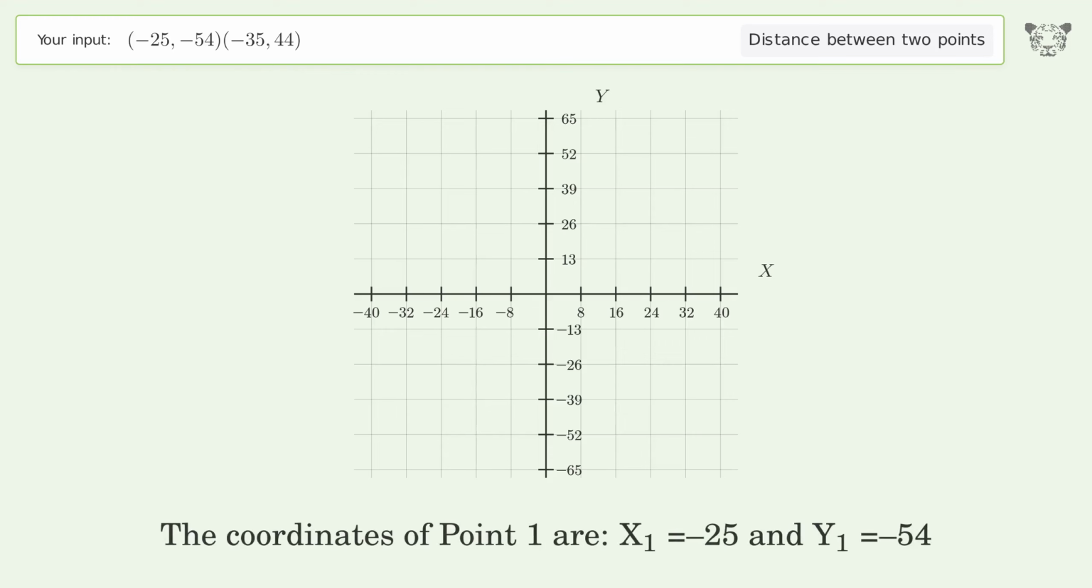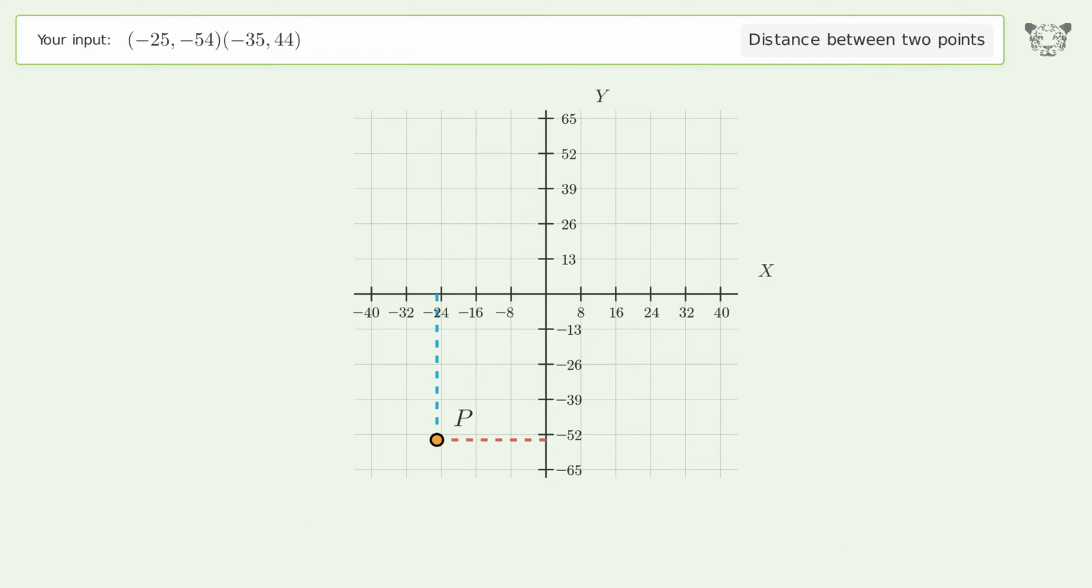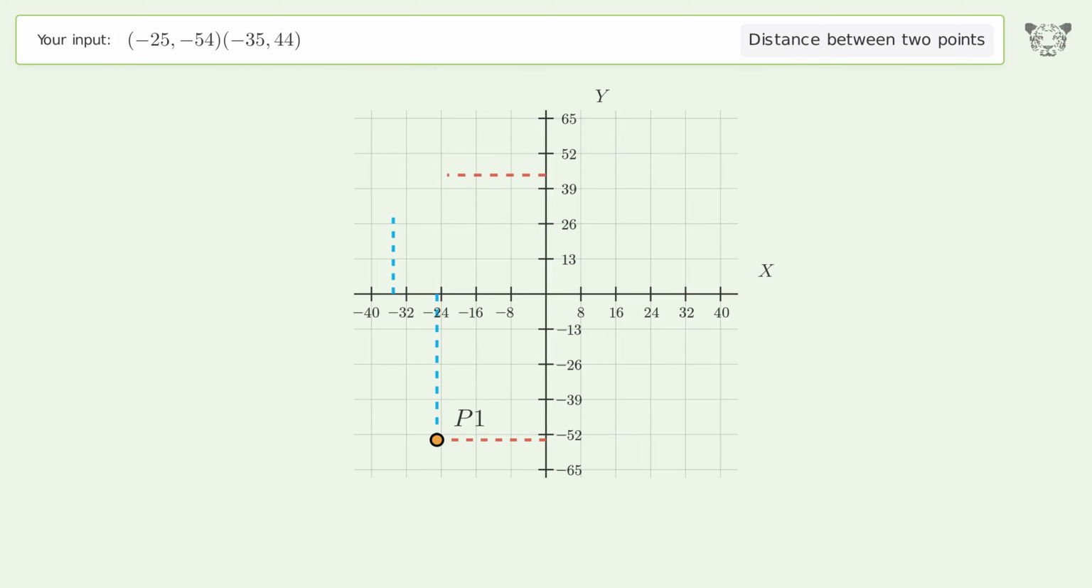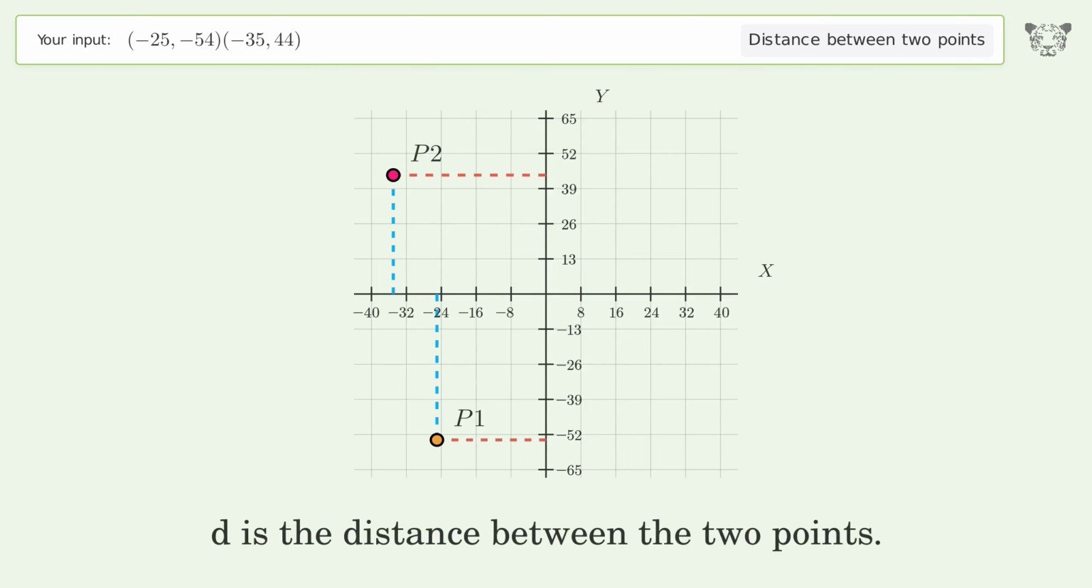The coordinates of point 1 are x1 equals -25 and y1 equals -54. The coordinates of point 2 are x2 equals -35 and y2 equals 44. D is the distance between the 2 points.